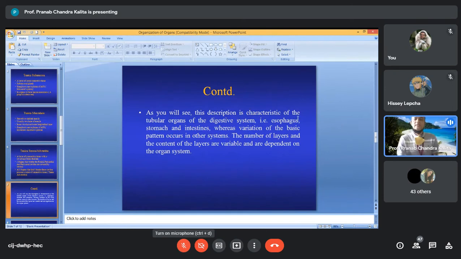As you will see, this description is of the characteristics of tubular organs of the digestive system: esophagus, stomach, intestine, whereas variations of the basic plan occur in other systems. The number of layers and the content of the layers are variable and dependent on the organ system. So this is a general description we learned, that is, the four tunics: Tunica Mucosa, Tunica Submucosa, Tunica Muscularis, and Tunica Serosa or Adventitia. But that pattern may vary from organ to organ in different systems.